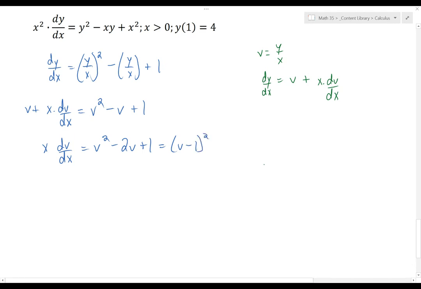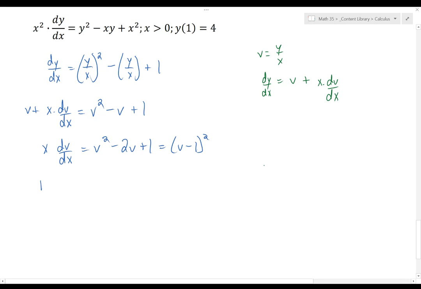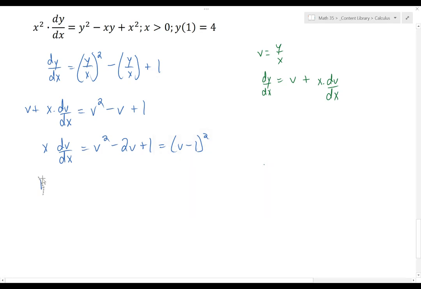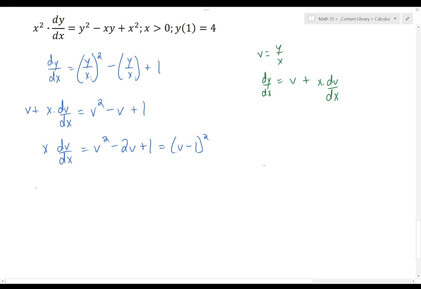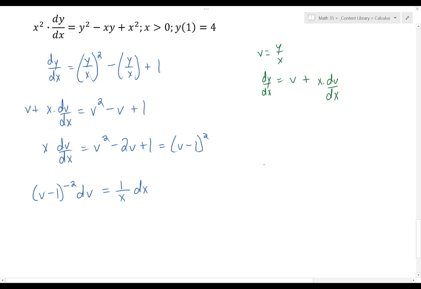That's going to be easier to integrate. So instead of 1 over, I'm going to write it with the negative exponent. So I've got v minus 1 to the power of negative 2 dv equals 1 over x dx. The reason I'm doing the left-hand side with the negative exponent is to remind myself, okay, this is just a power rule situation. And because the v minus 1 just has a derivative of 1, I can very simply say the antiderivative here, okay, so I'm integrating both sides.